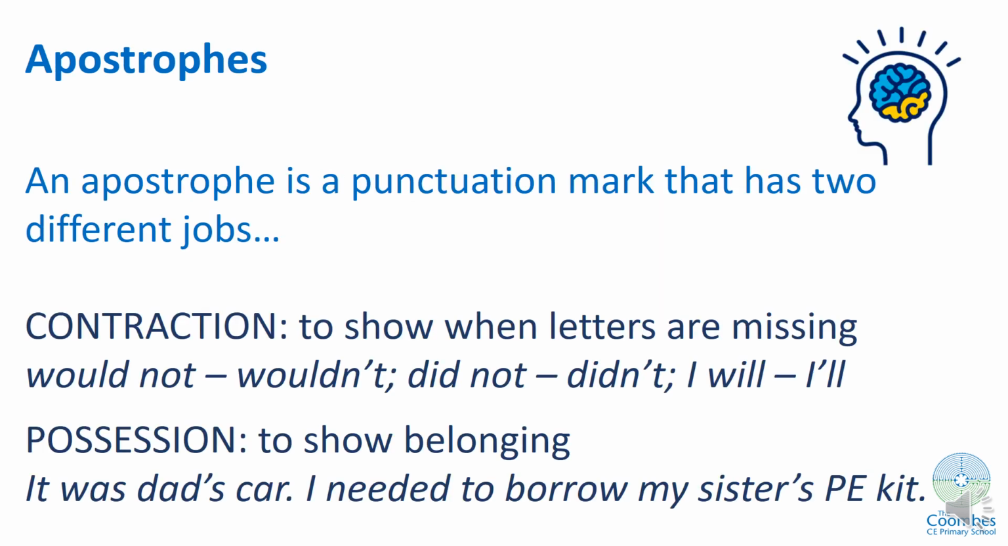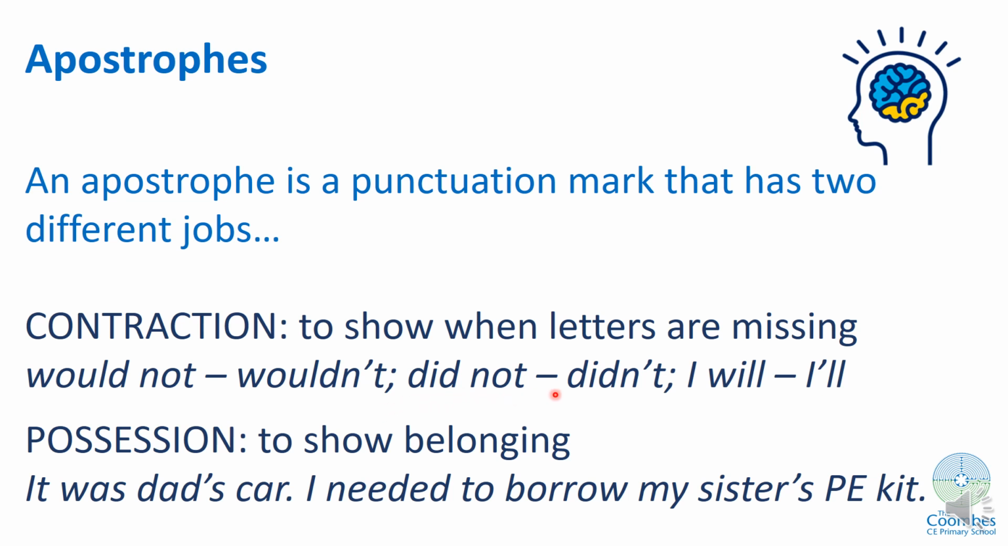Some background knowledge for you then. What is an apostrophe? Well, an apostrophe is a punctuation mark that has two different jobs. First of all, it can be used to show when letters are missing. So in these examples here, would not becomes wouldn't. The two words have been squashed together and the apostrophe shows where the O from not would have been.